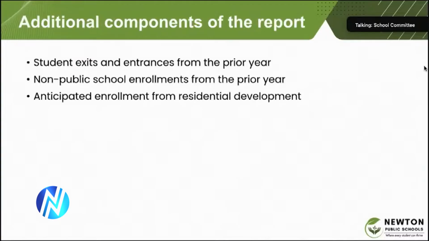All right. And then finally, just shifting to the additional components of the report that are not directly related to enrollment projections, but provide some context. We include a section on student exits and entrances from the prior school year, and this looks at reasons for exit and entrance by both grade and school level. We have a section on non-public school enrollments from the prior year, which I'm going to talk about in a little more detail on the next slide. And then we also have a detailed section of FAQs and tables around anticipated enrollment from residential development and how we're calculating that for each development.